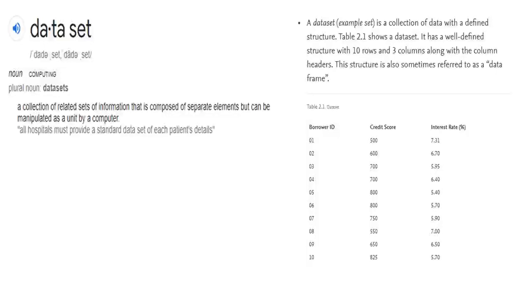So describing table 2.1 entitled data set, you have 3 columns with 10 rows. So consisting of first column, which is a borrower ID, second is credit score, and third column is interest rate. So this structure is also sometimes referred to as a data frame.